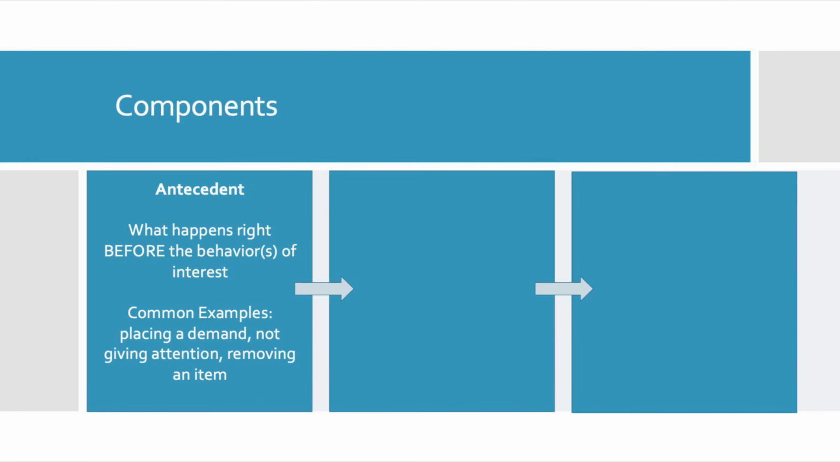Alright, now let's talk about the components of ABC data. So there are three main components, and the first is the antecedent. The antecedent is what happened right before the behavior or behaviors of interest. Common antecedents include placing a demand, like do your homework or pick up your toys. Not providing attention, so maybe you had to leave the room and go make some dinner or do some laundry. Or taking an item away. So maybe your child was playing on an iPad and their sibling took it away from them.